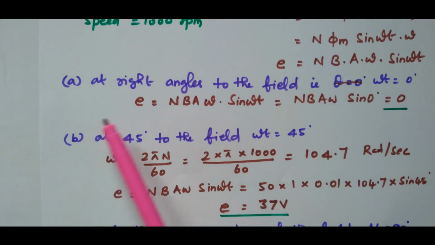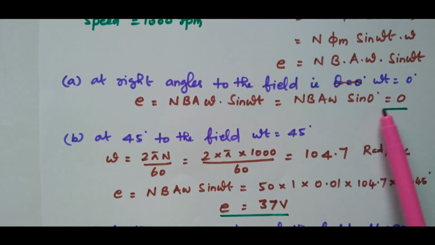First, right angle to the field, that is omega t equal to 0 degree. In that case sin 0 is 0, so the total value will be 0. Due to 0 degree the induced EMF will be 0.